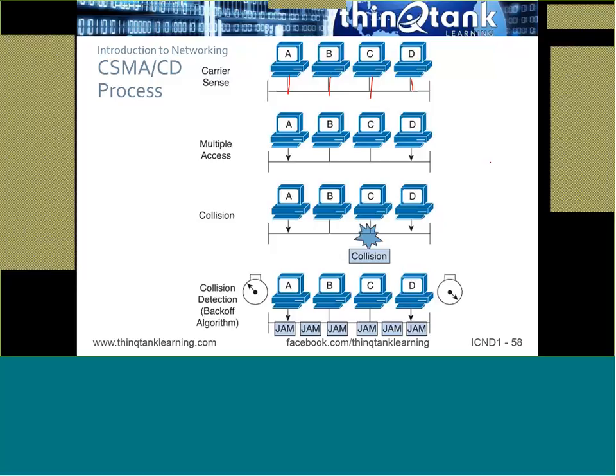Multiple access simply means that we have multiple hosts that can talk on the network at the same time. Now, a collision, we already know what a collision is. If two hosts try to transmit at the same time, we'll get a collision, which means essentially that the data gets corrupted. Does that make sense? That brings in the last and final piece, which is collision detection. The devices on the wire are smart enough to identify when a collision occurs.